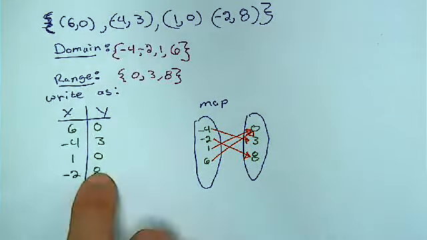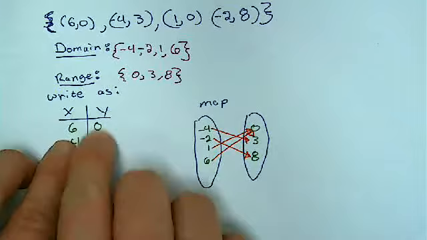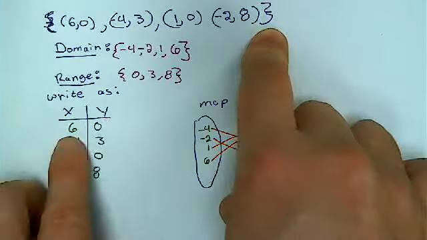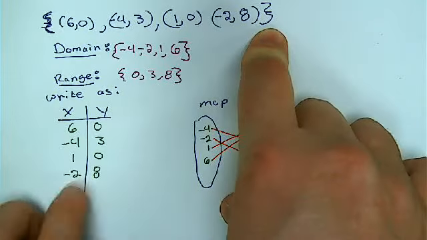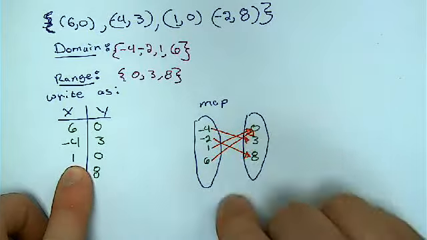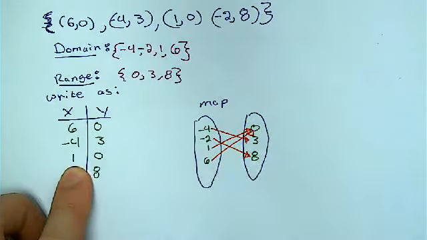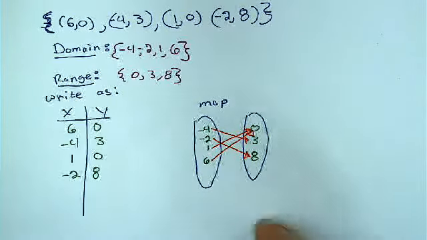Over here, I put 0 twice because when I look at the ordered pairs, 2 of them map to 0. 1 maps to 0, and 6 maps to 0. Is that a function still?